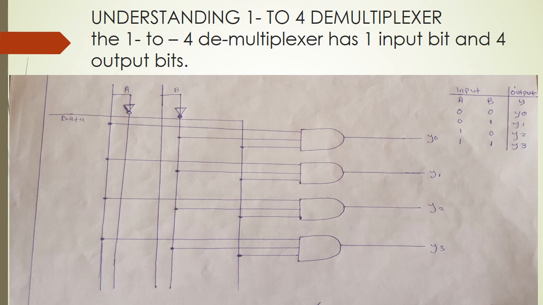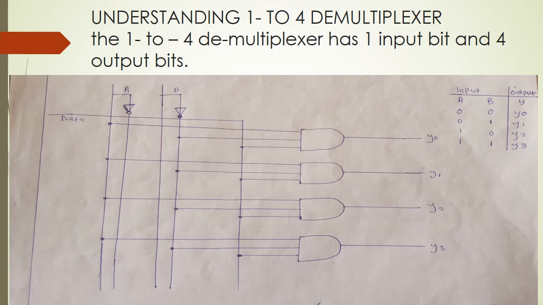So as we said earlier, the 1 to 4 demultiplexer. Here is the truth table of the demultiplexer we are talking about. Our control signals are known as A and B. A is represented as 0 0 1 1, then B is represented as 0 1 0 1. So here are our outputs, Y0, Y1, Y2, Y3.